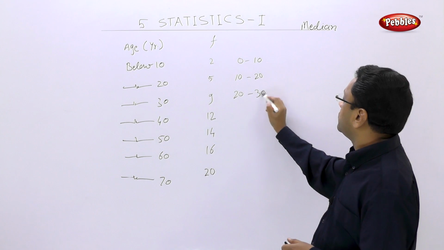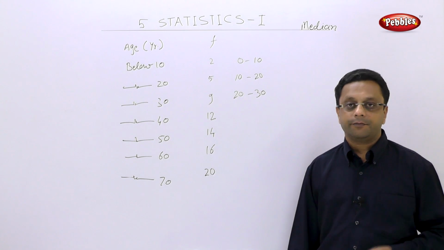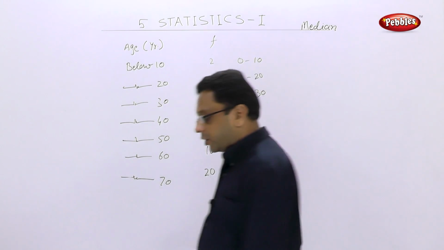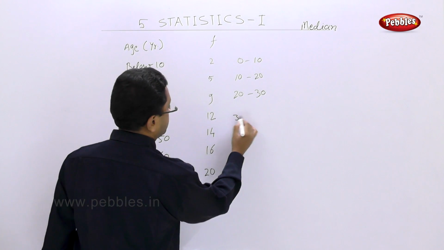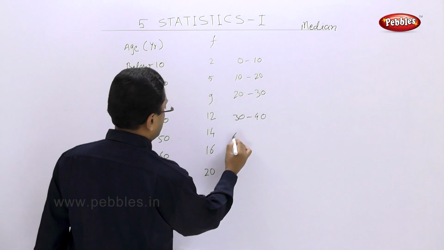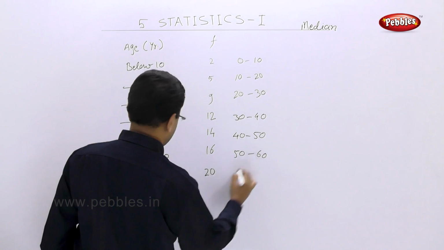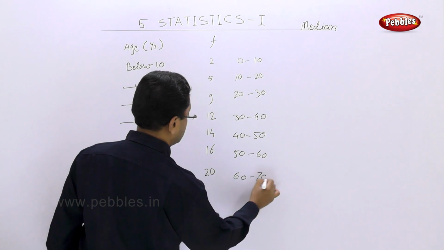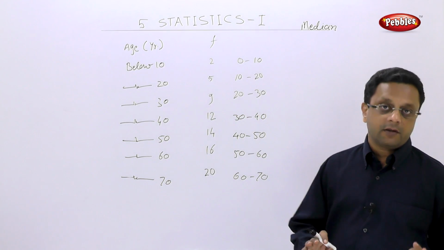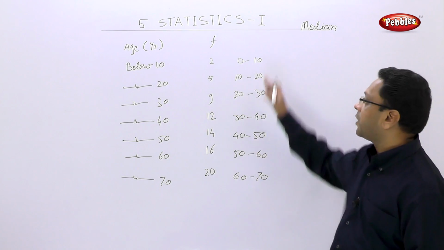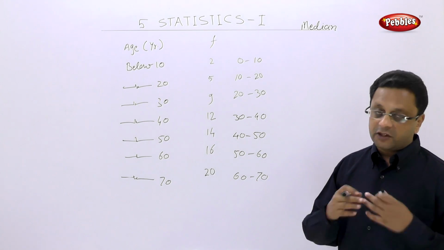20 to 30, 30 to 40, 40 to 50, 50 to 60 and 60 to 70. The only thing in this example is to write this. That's all. The rest of the example is extremely easy.